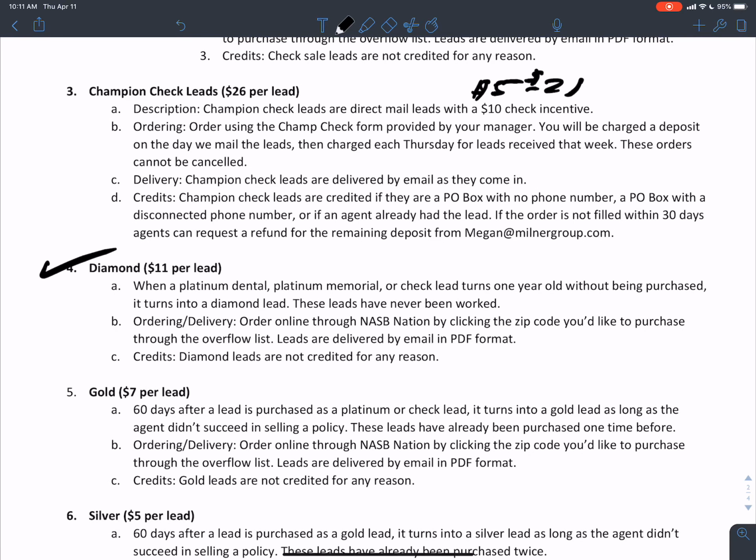Okay, got it? It's just a lead that's never been worked by another agent, and it's 1 year old or older without being purchased by another agent. That becomes a diamond lead. Okay, a lot of the diamond leads are old check leads. Okay, but you will find some that are dental or memorial. You don't see on the website if it's dental, memorial, or check lead when you're buying overflow. It's just a whole jumble of all the leads that are left over that you can purchase to use.